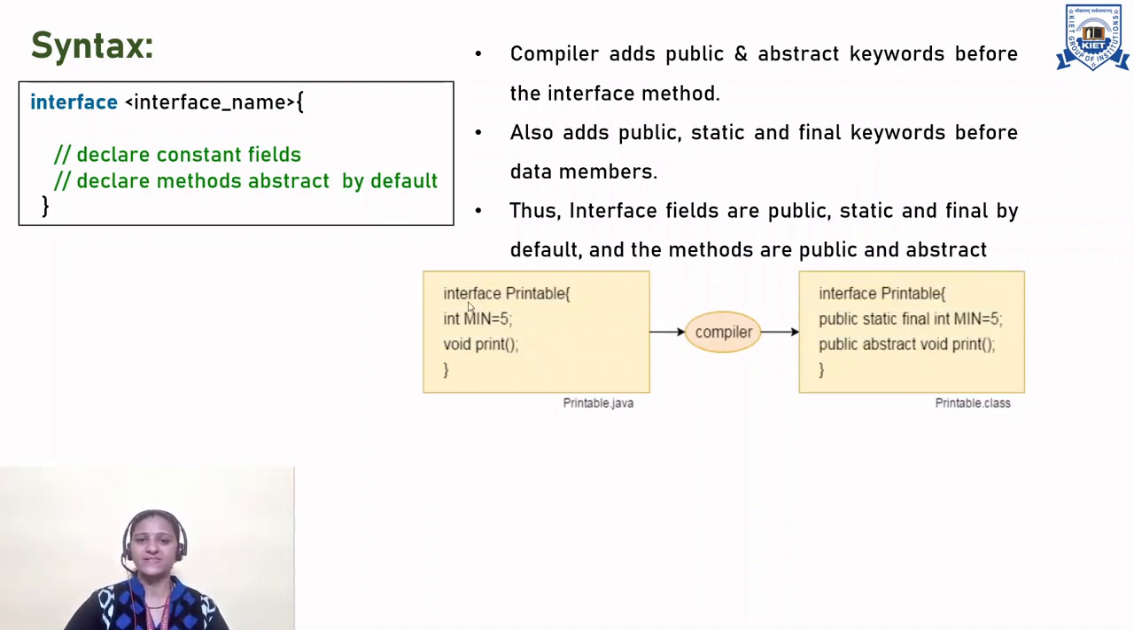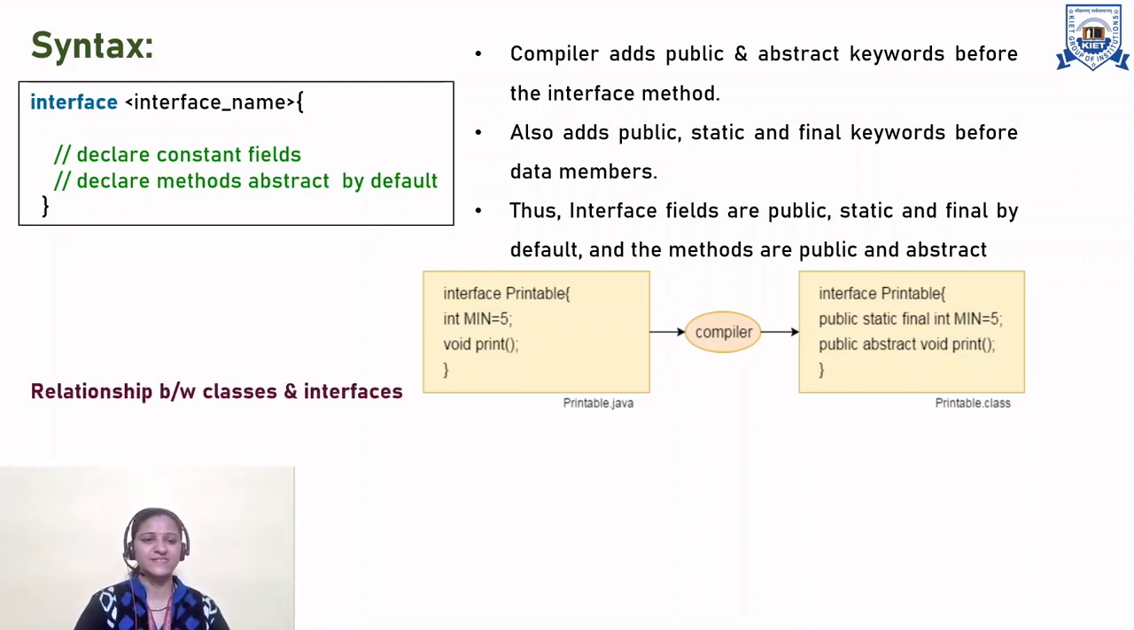In this example, there is an interface Printable. Its member field has the value 5 and it has a method print. So whenever this file gets compiled, the compiler will automatically add public, static, final in front of this int variable and public abstract just before this method.